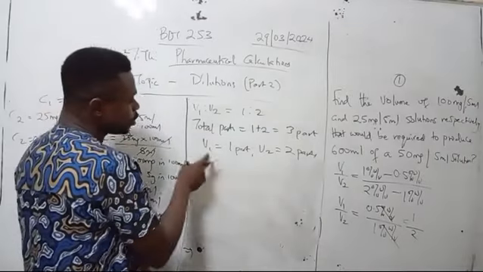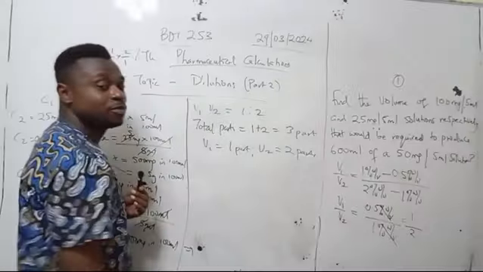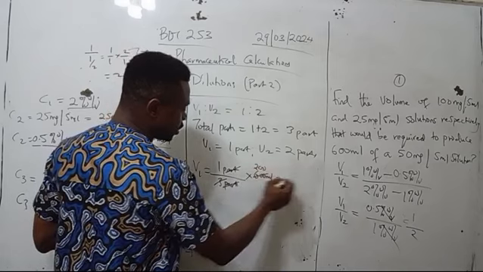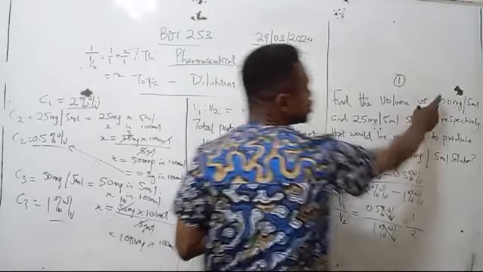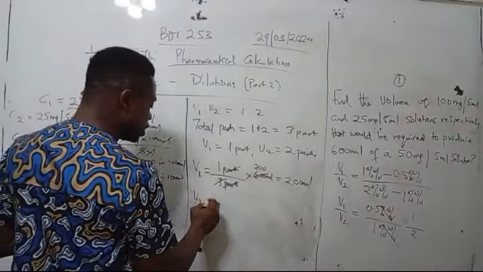Now, V2 is the parts occupied by V2 divided by the total parts. Parts occupied by V2 is 2 parts, so we have 2 parts over 3 parts times the total volume when the two are combined, 600 ml. Parts cancel parts. 3 divided into 600 is 200, and 200 ml times 2 is 400 ml. So V2 is 400 ml, the volume of the 25 milligram per 5 ml solution.